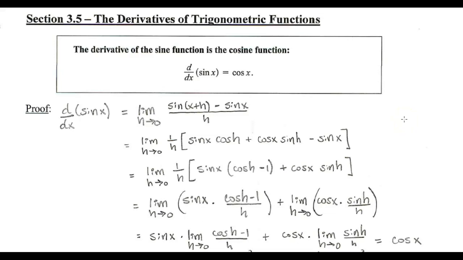Okay, we're now moving into section 3.5, which is to talk about the derivatives of the trigonometric functions. So we're going to start off with understanding what is the derivative of the sine function. What is the derivative with respect to x of the sine of x? It actually turns out that it's the cosine of x. The rate of change of the sine function is actually the cosine function. The instantaneous rate of change of the sine is the cosine. Just the derivative with respect to x of sine x is cosine of x.